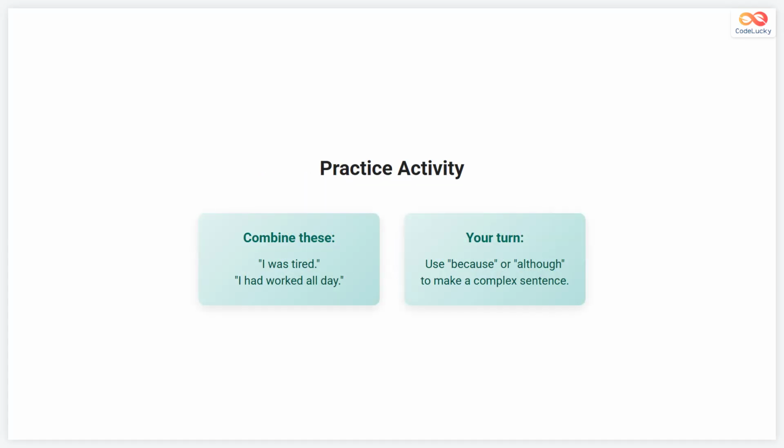Practice combining "I was tired" and "I had worked all day" using a subordinating conjunction like because. Try making your own complex sentence with because or although using two simple ideas from your daily life. Check if removing the dependent clause leaves a complete sentence.